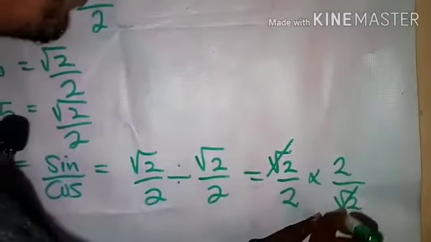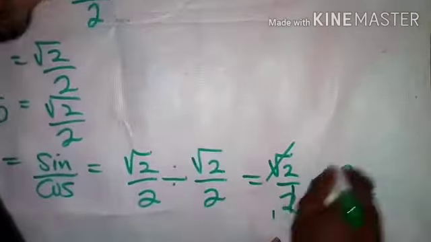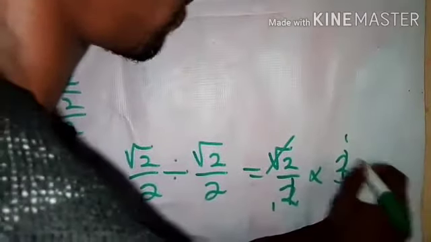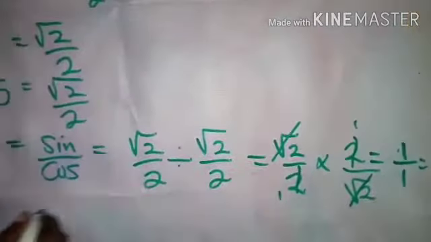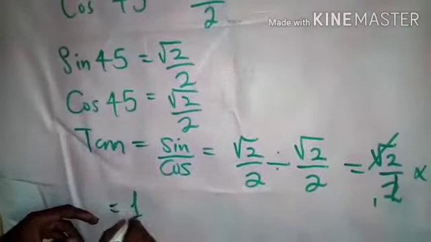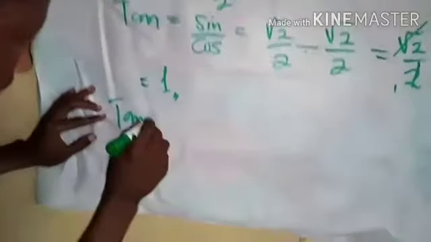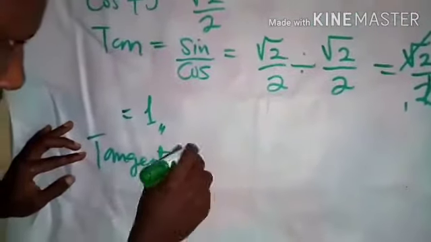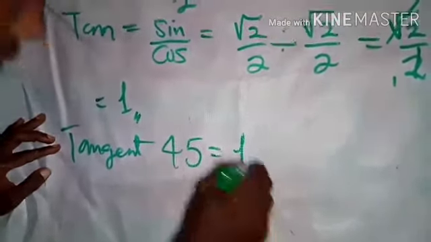This root will cut this root. 2 here 1, 2 here 1. So we are having 1 over 1, which is the same as what? Which is the same as 1. And as we know, tangent 45 equals 1.